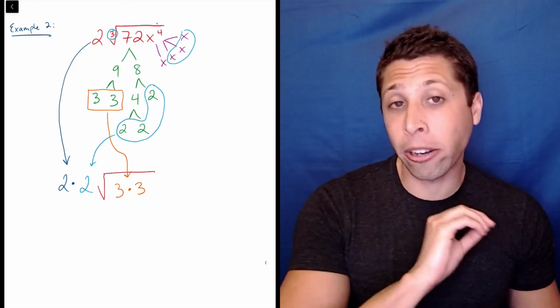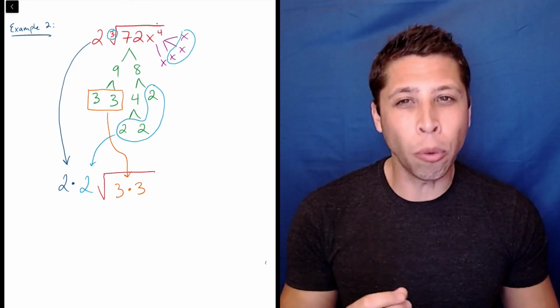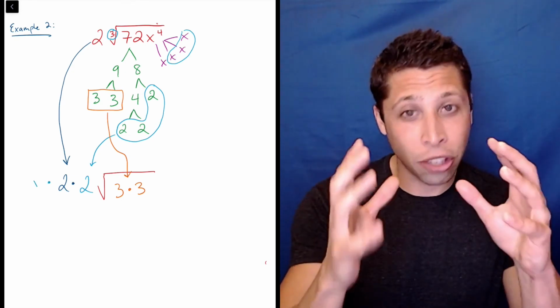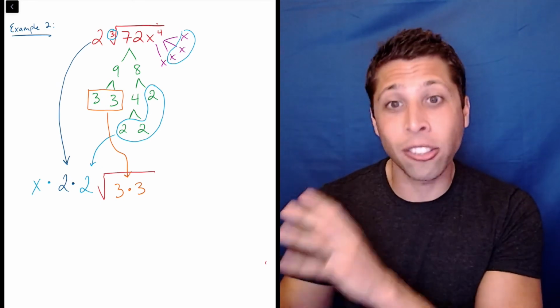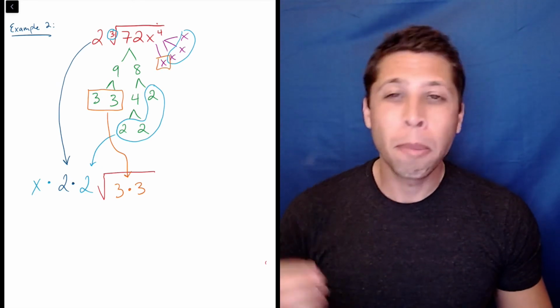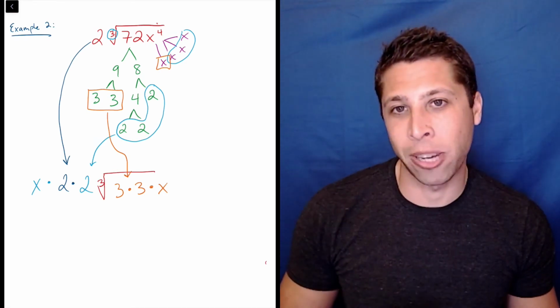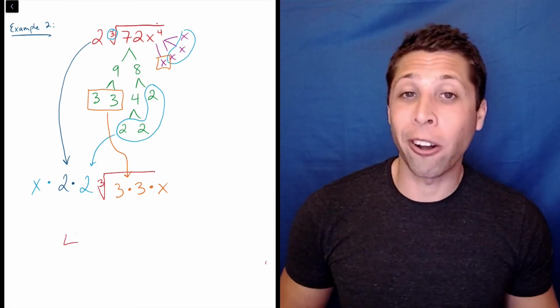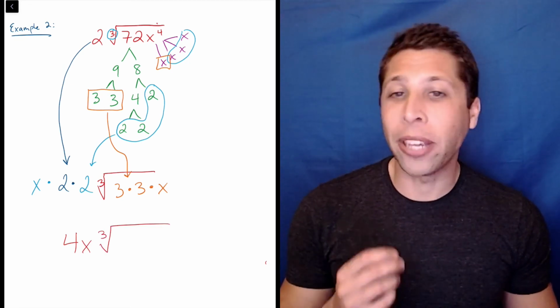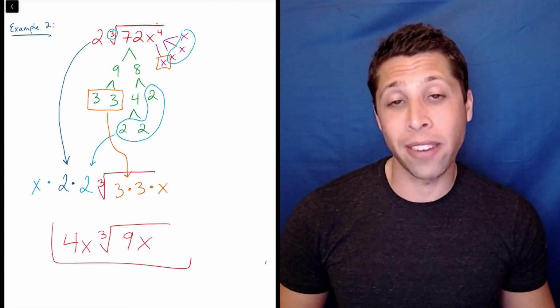If I write them all out on branches, I can see that I have a group of 3 x's, which come out of the radical as a single x, just like the group of 2's did. But there's also one left over x, which will stay behind just like the 2 3's. Finish up by multiplying all the outsides and insides together, and we get 4x times the cubed root of 9x.